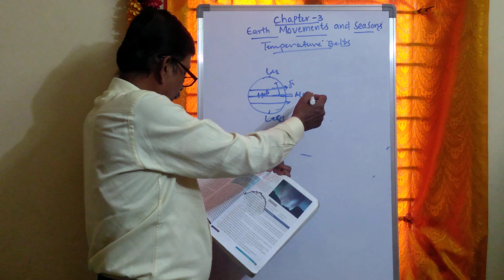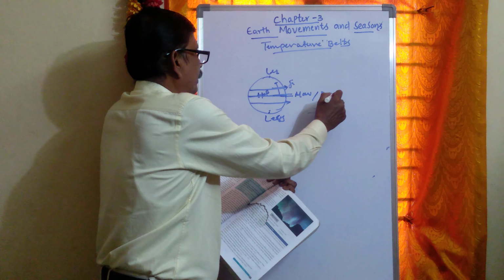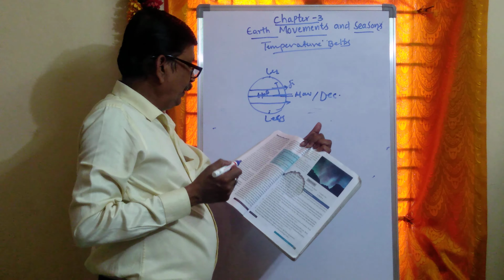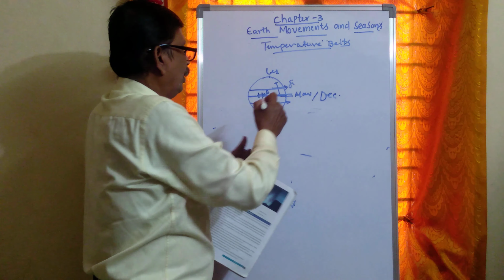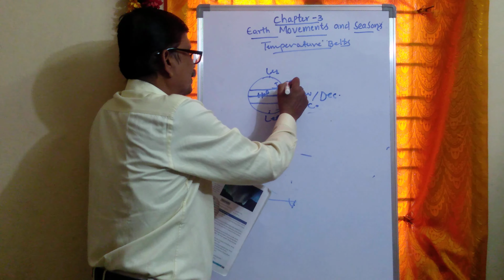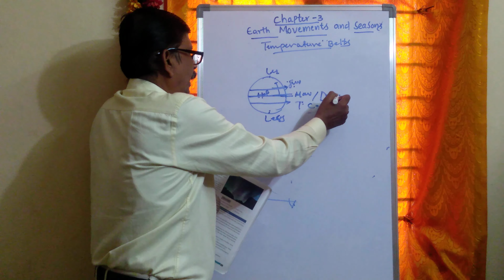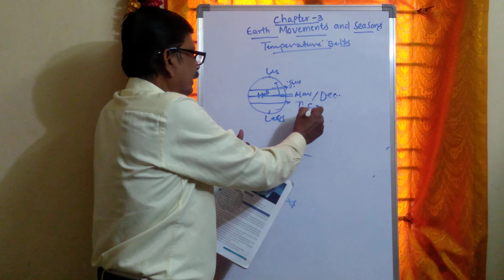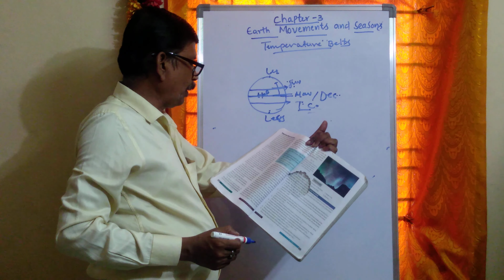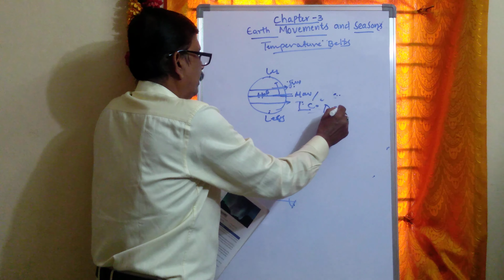In the month of December, it shines over the Tropic of Capricorn. Now it came to the Tropic of Capricorn. This is the Tropic of Cancer in the month of June. So June, then December, and here in December it shines over the Tropic of Capricorn, in the southern hemisphere.